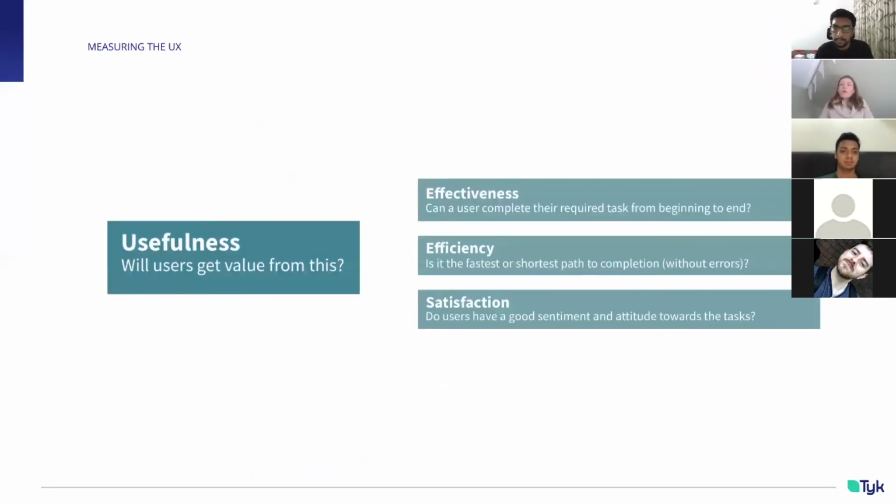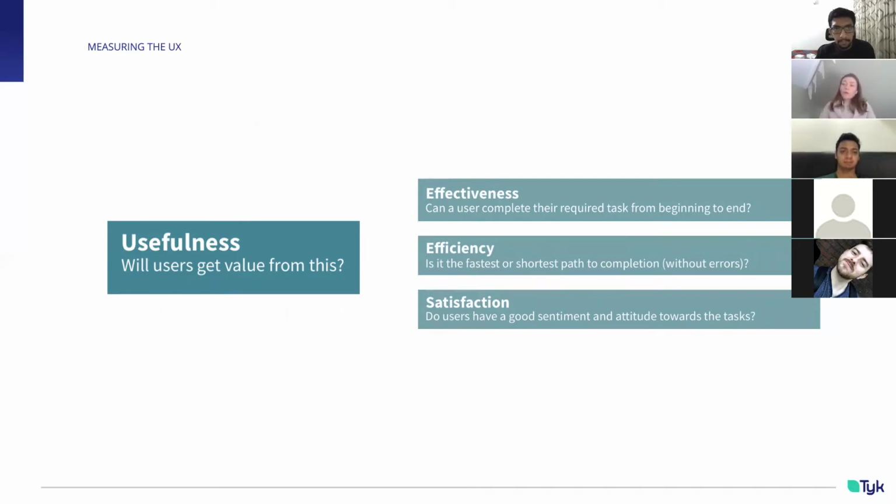So the last point is all around measuring UX. We've spoken about making sure that you're solving the right problem and making sure you're solving the problem right. This comes down to the usefulness of the product, which I would say is the very first thing. If something is not useful, then there's not really any point thinking about the usability of it, because people won't really use it if it's not useful. So it's kind of a chicken and egg situation here.